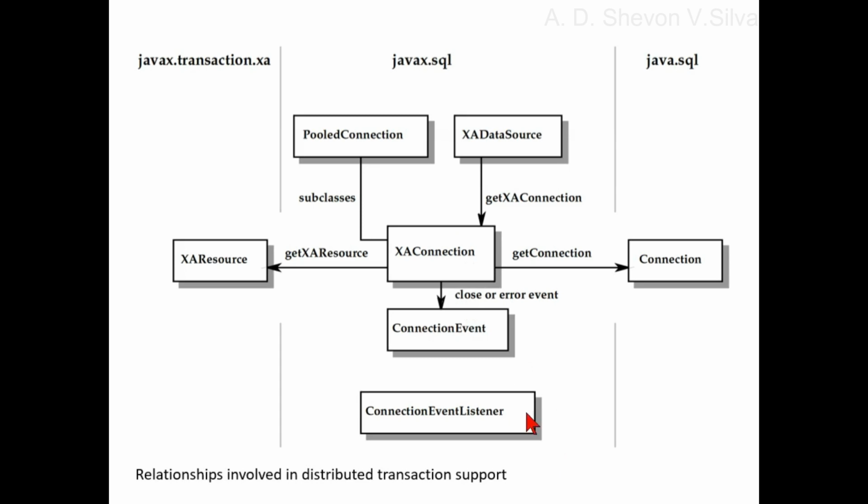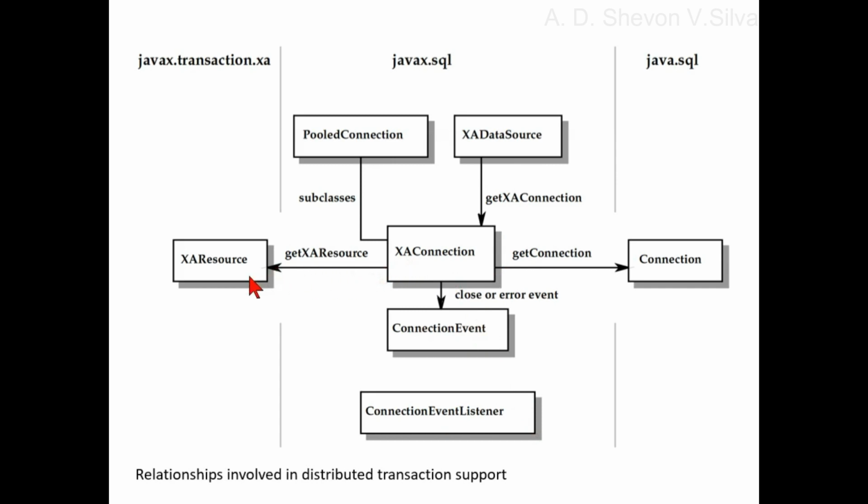Here, the PooledConnection subclass is XAConnection, and XADataSource is connected to XAConnection via getXAConnection. Here you can see that XAConnection, PooledConnection, XADataSource, ConnectionEvent and ConnectionEventListener are in the javax.sql package. Here the XAConnection is connected to XAResource via getXAResource.